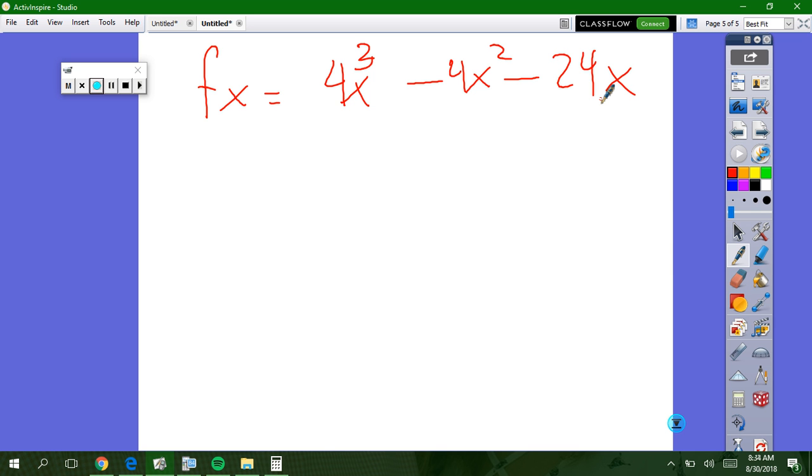Anybody want to help me figure out what's my first step of finding the zeros? Pull out a 4x. I pull out a 4x because they all have a 4x in common. You guys agree with that? Okay. So I'm going to pull out a 4x. What's left over after I pull out a 4x?